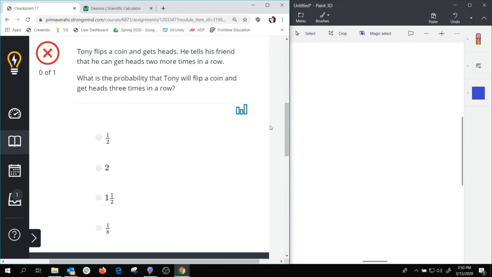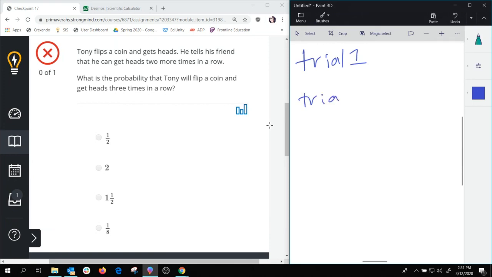Okay, so he's saying that he is going to be able to flip a coin three times and it lands on heads every single time, right? So he's doing three experiments technically, three different trials. So we have trial 1, trial 2, and trial 3, right? And each time he has 1/2 of a chance of it happening, because each time he has a 50-50 chance of it landing on heads, right?